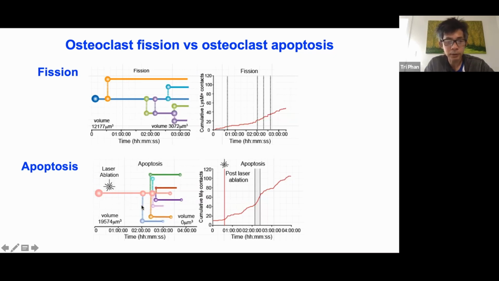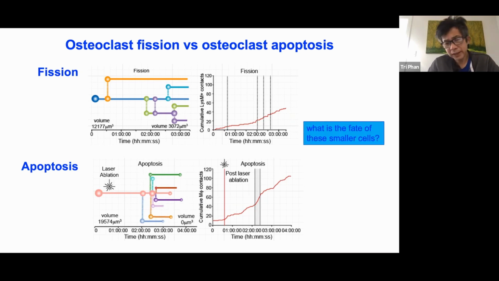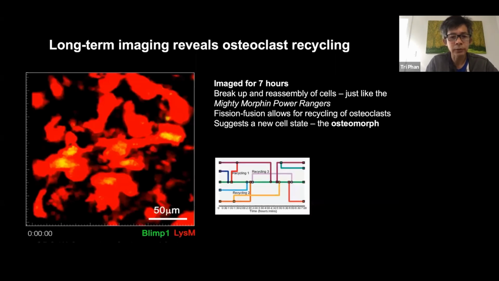The difference with apoptosis is that after the laser photoablation, each time the cell breaks up, it gets progressively smaller and smaller until finally at the end of the imaging, you see that there's actually no volume left. And there's a really big influx of macrophages coming in and interrogating the cell, the fragments, and then taking it up and degrading it. Okay, so if that's fission, then what's happening to these daughter cells?